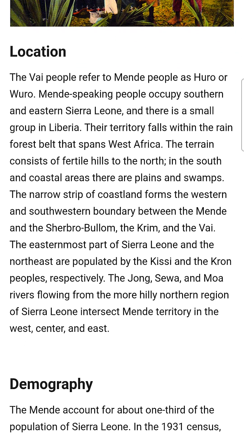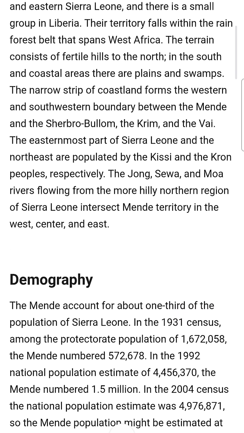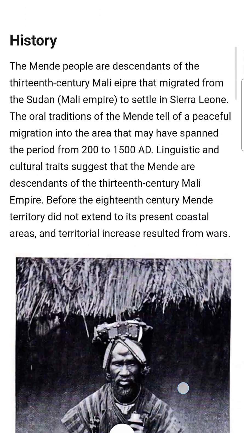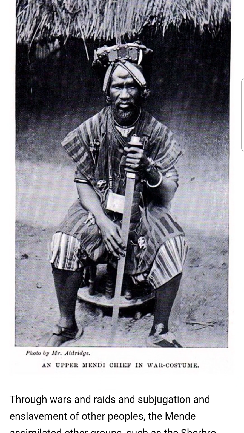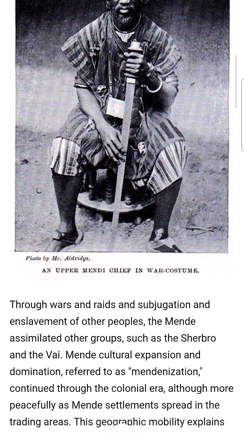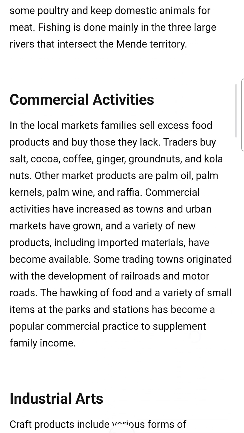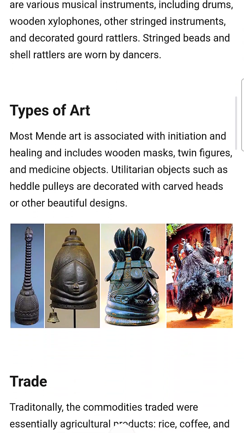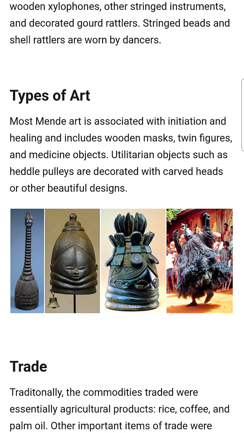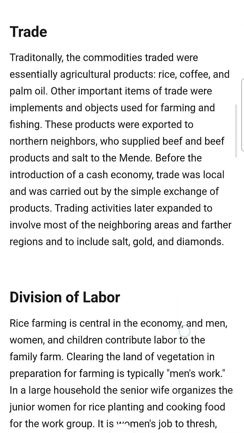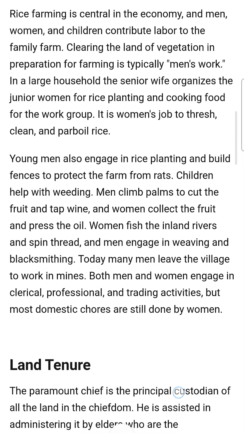It'll tell you about the location of peoples within this group, demography, language, history. You'll see some pictures here of a Mende chief in a warrior costume. It'll talk about the different settlements, commercial activities, industrial arts. Then it'll tell you about the different types of arts, a lot of their spiritual practices, as you can see here with these 3 or 4 pictures listed here. There's a lot of spiritual significance for those practices.